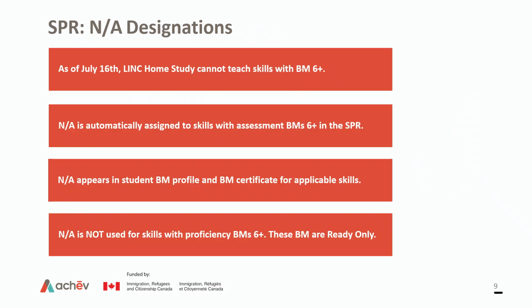Let's move on to NA designations. As of July 16, Link Home Study cannot teach skills with benchmarks 6 or higher. NA is automatically assigned to skills with assessment benchmarks 6 or higher in the SPR. NA appears in student benchmark profile and benchmark certificate for applicable skills. NA is not used for skills with proficiency benchmarks 6 or higher. These benchmarks are read-only.